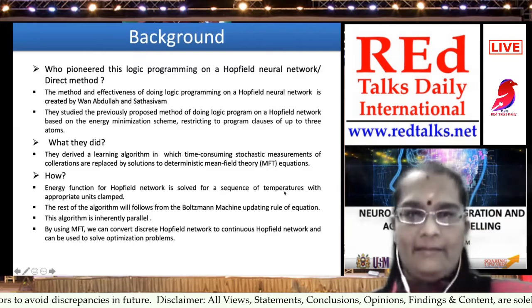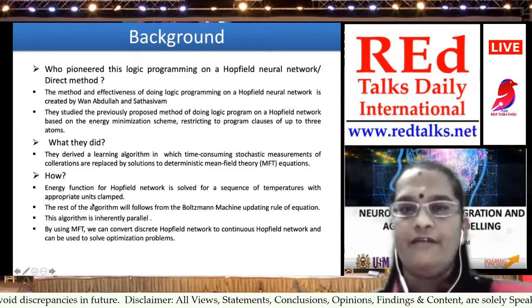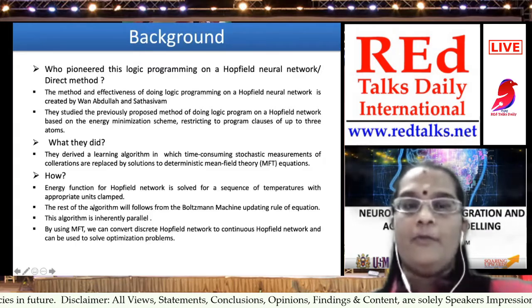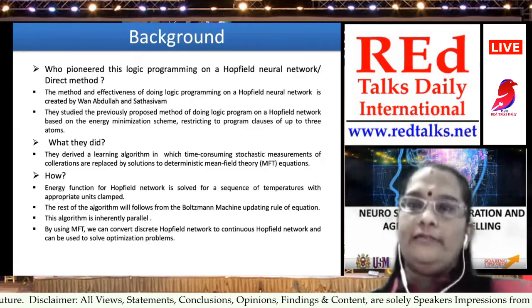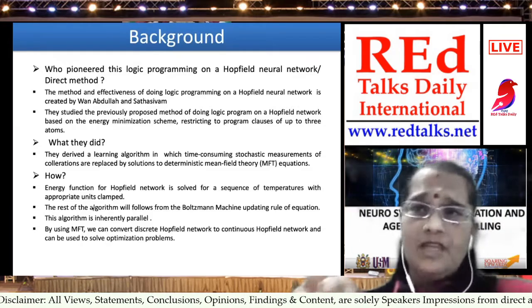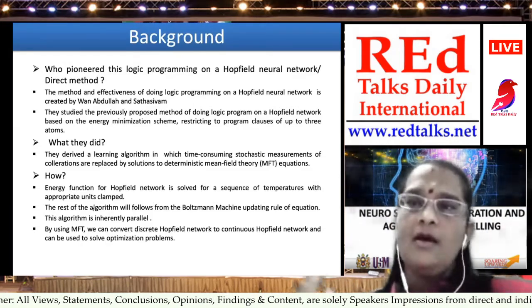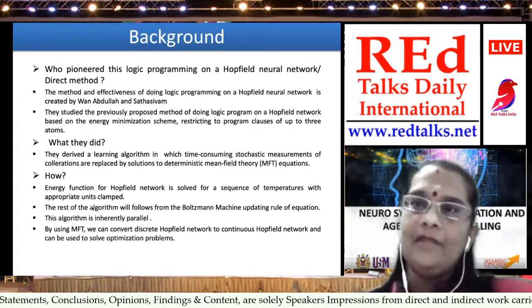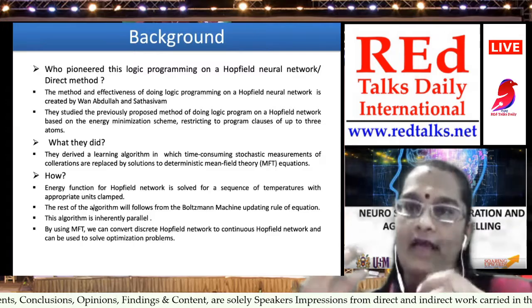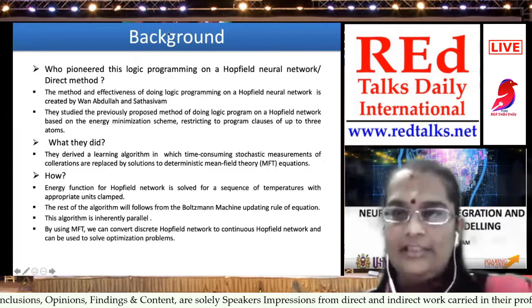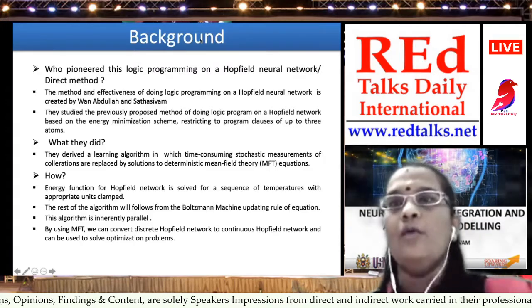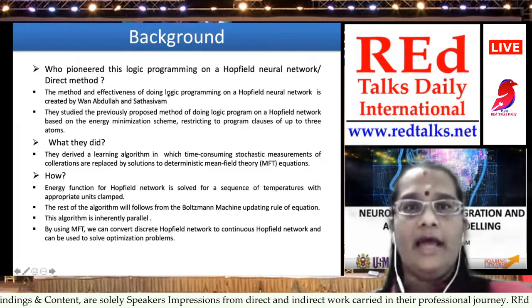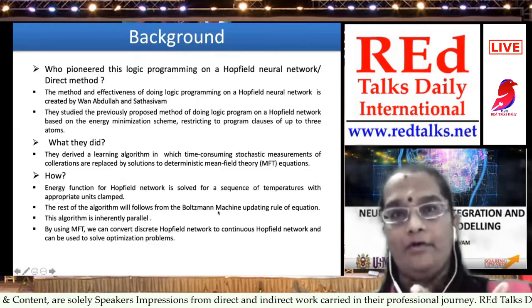So what actually happens is the energy function for the Hopfield network is solved for a sequence of temperatures with the appropriate unit clamped. For example, if the neurons are trapped in local minima, I increase the temperature. That means I heat up the neurons so that they have enough energy to jump the energy barrier and relax into global minima values. So this is actually happening in the program.